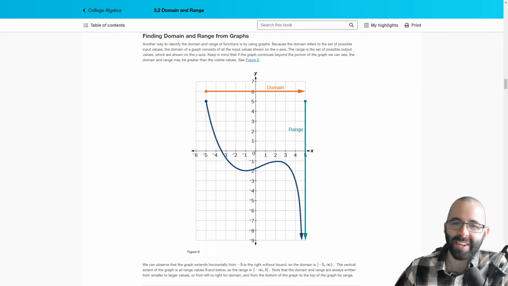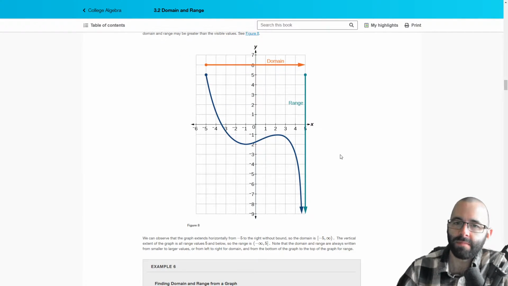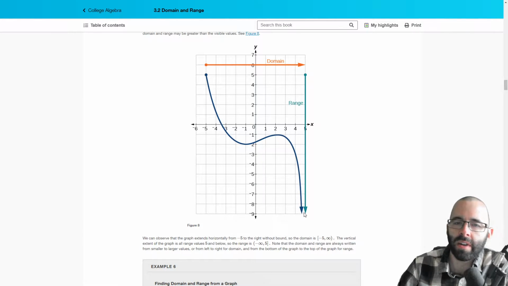We're going to talk about domain and range. How do you find it via graphs? So we show it right here. Say we have a graph like so, and the graph is the blue function. It's a cubic polynomial, but it ends on the left. On the right, it does keep on going down forever.